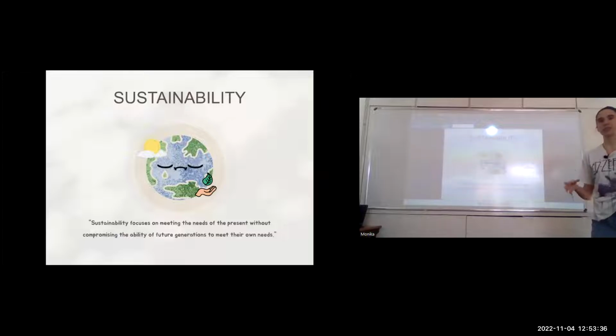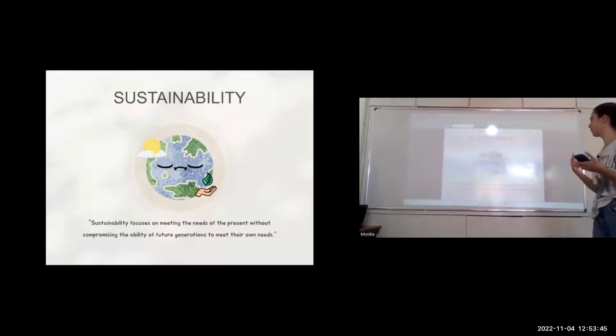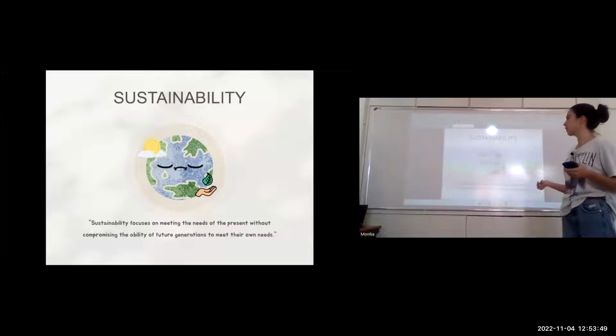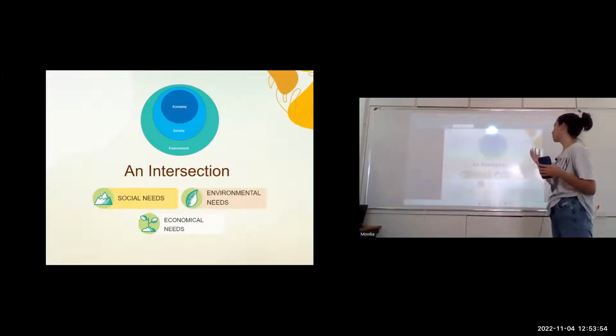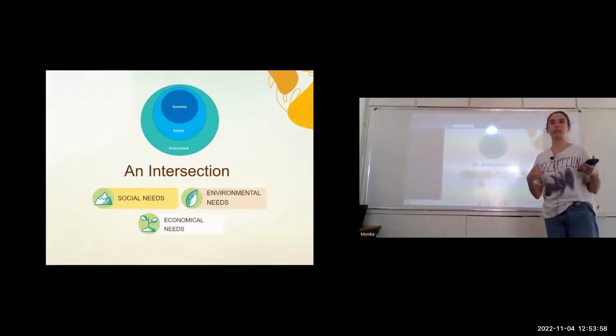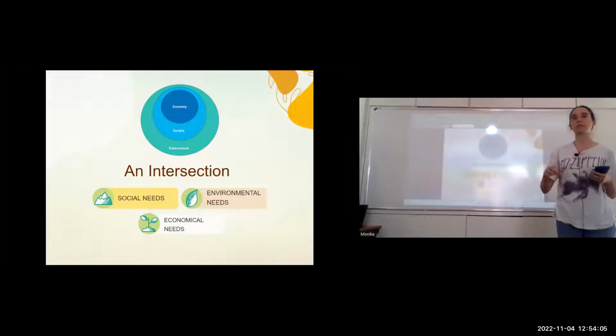First of all, we need to understand the term sustainability. Sustainability focuses on meeting the needs of the present without compromising the needs of future generations, the ability of future generations to meet their own needs. And we see this as an intersection of social needs, environmental needs, and economical needs. This could be described as a Venn diagram, according to Cato's model of sustainability. The idea is to foster social and economic development while ensuring environmental protection for future generations.